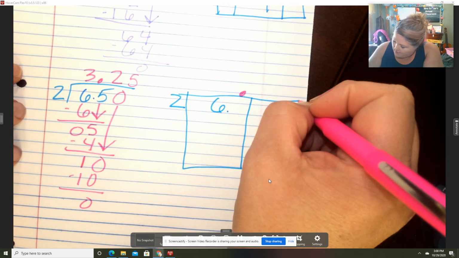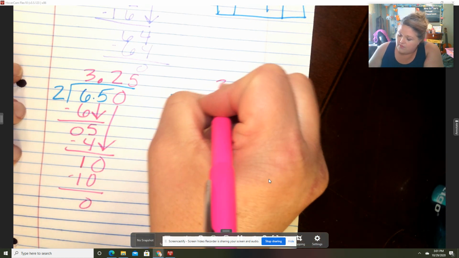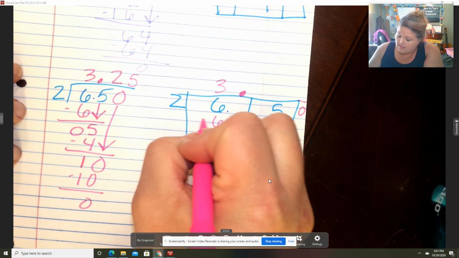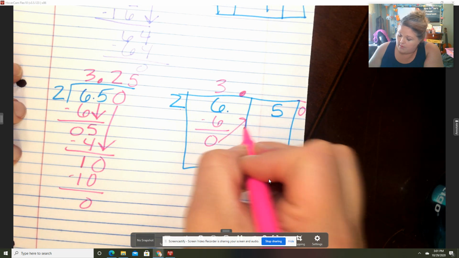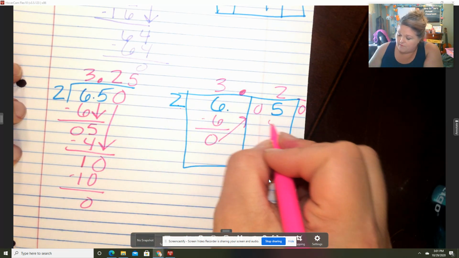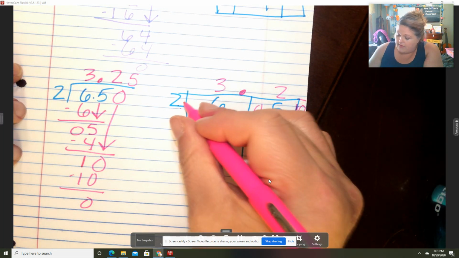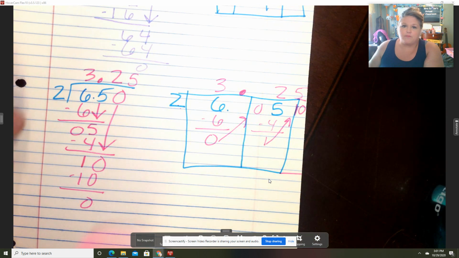So I'm going to very sloppily add a 0 over here. 2 goes into 6 3 times. 3 times 2 is 6. 0, bring it up. 2 goes into 5 2 times. 2 times 2 is 4. Bring that up. And then 2 goes into 10 5 times.